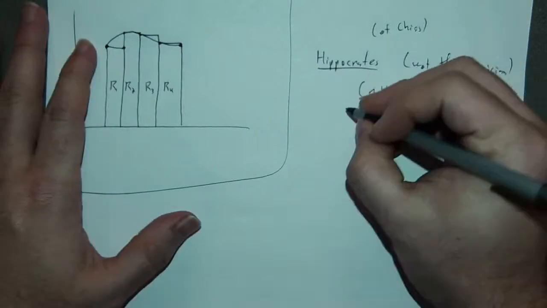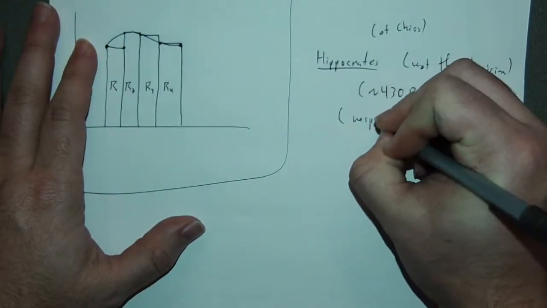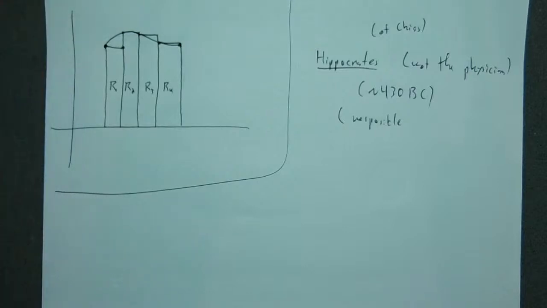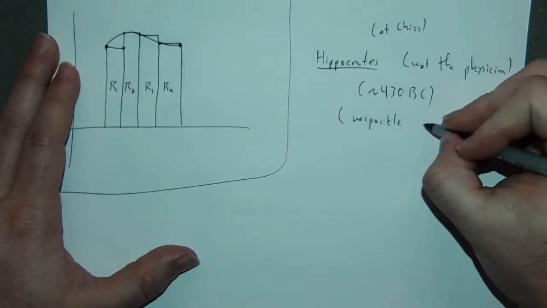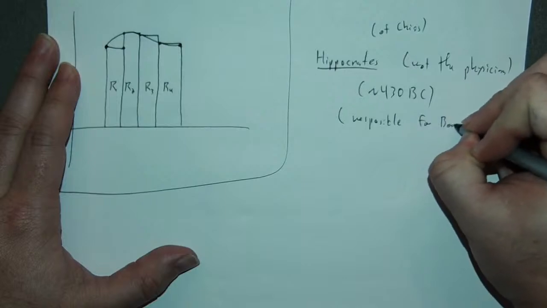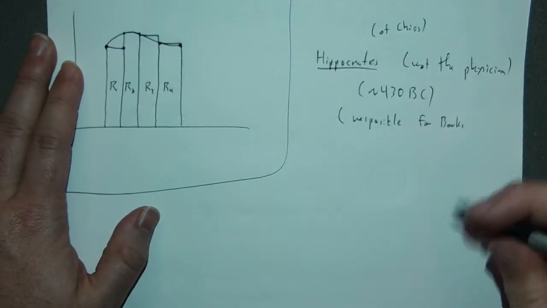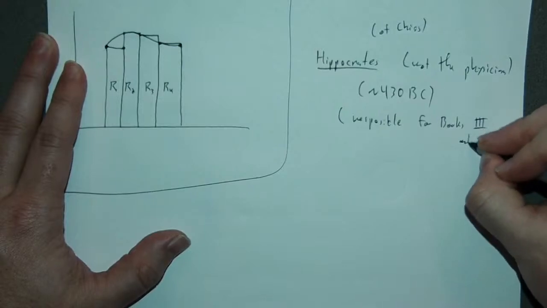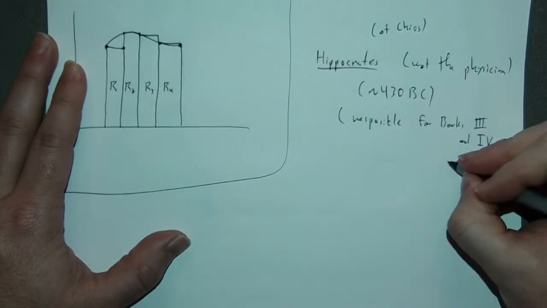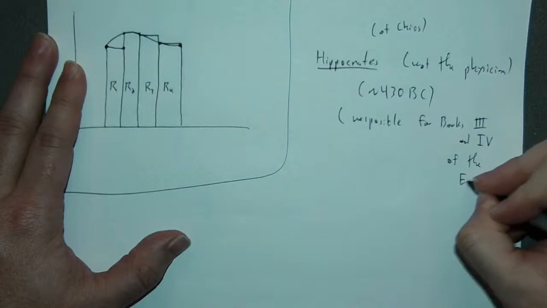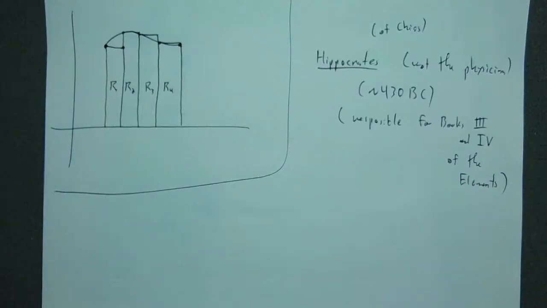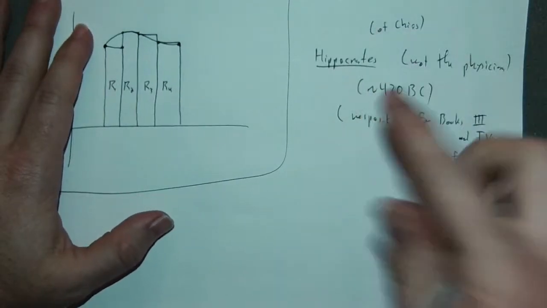His material ultimately is what was compiled by Euclid, responsible for, I believe, books 3 and 4 of the Elements. He is also responsible for something that you might not even realize that you've been using all this time.